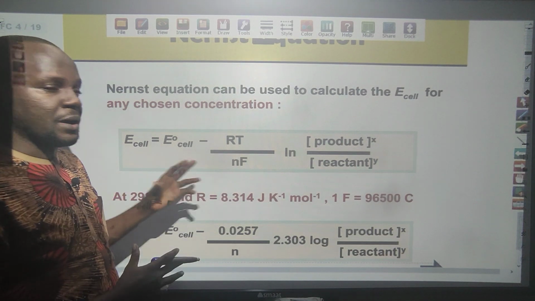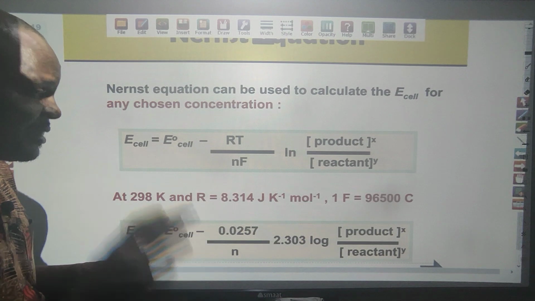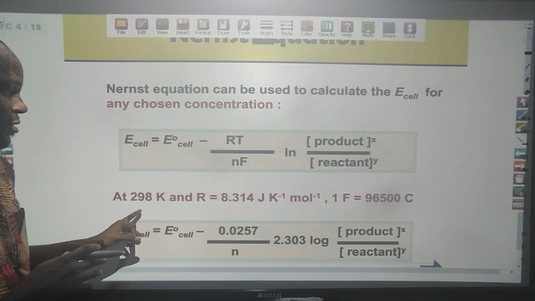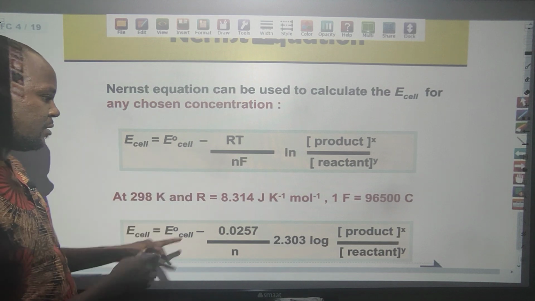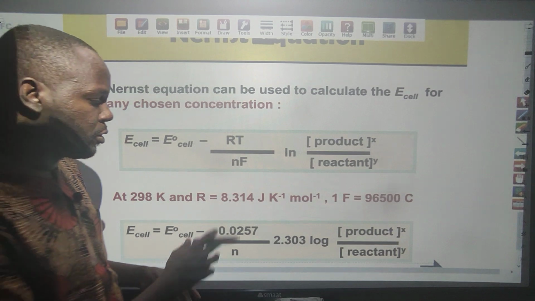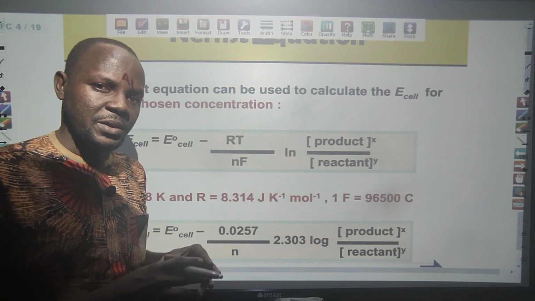Now, substituting the parameters, we know the molar gas constant R is 8.314, and at room temperature it is 298 Kelvin, as you can see. Substituting this, we have 0.0257 divided by the number of moles, 2.303 log, meaning log of a particular number to the base e.